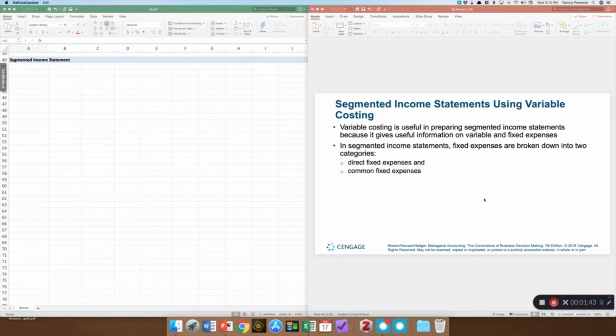So it's important, first of all, to use variable costing. What that means is that these are reports that break out the variable cost from the fixed costs or the fixed expenses, because fixed expenses can be broken down further. There are fixed expenses that are directly associated with the segments, perhaps the supervisor's salary for that particular product line. And then there are common fixed expenses which don't go away even if you drop the segment. So perhaps the CEO's salary. Right? So it's important to distinguish between direct fixed expenses and common fixed expenses.